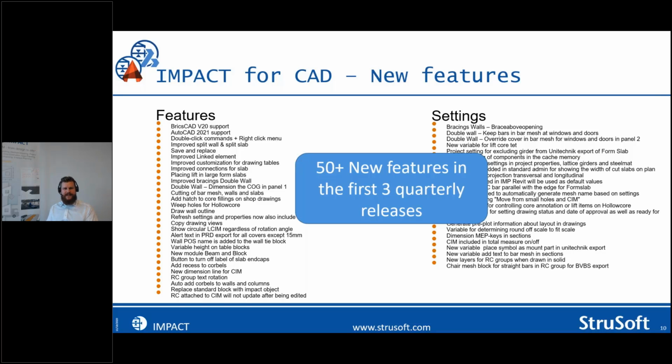So this is 3 quarterly releases. There are more than 50 new features here. And of course, we can say there's 50, there's 100, there's 200 features. The important thing is maybe not how many features there are. The important thing is which features it is. Is it something that you guys can actually go home and use?